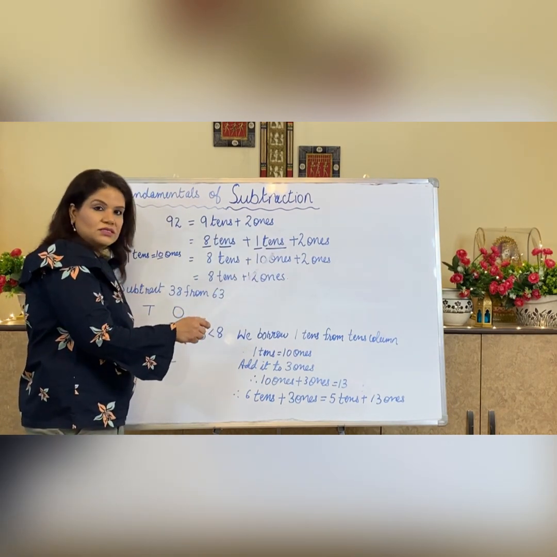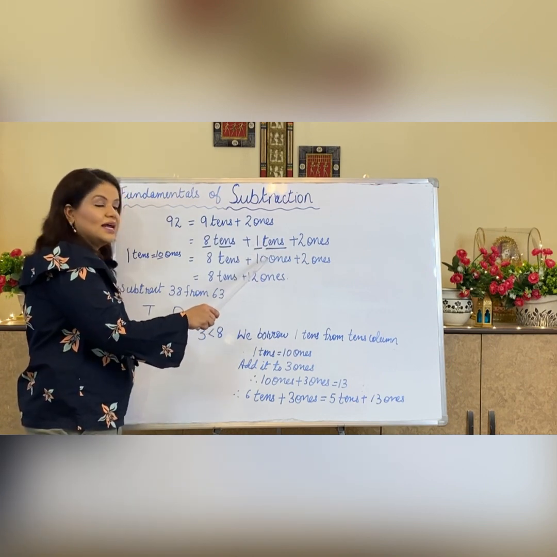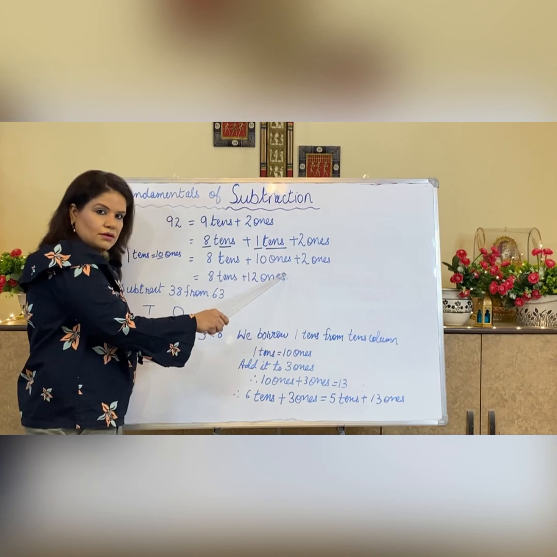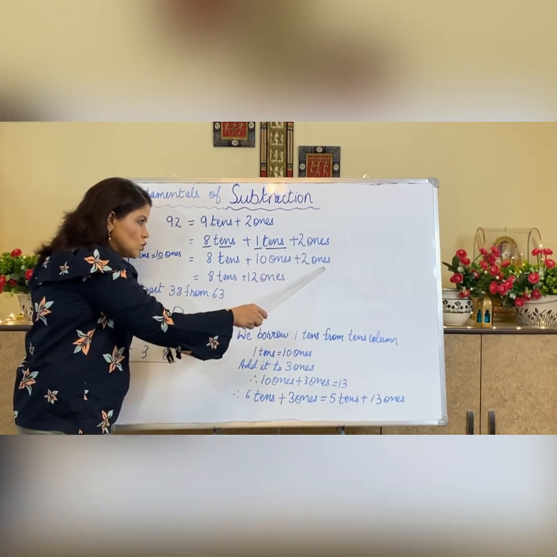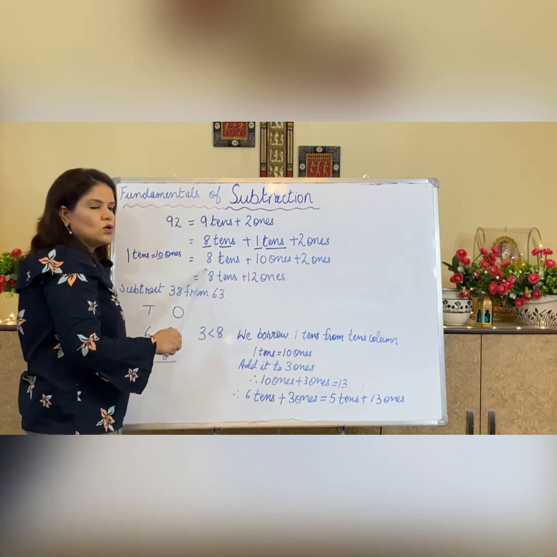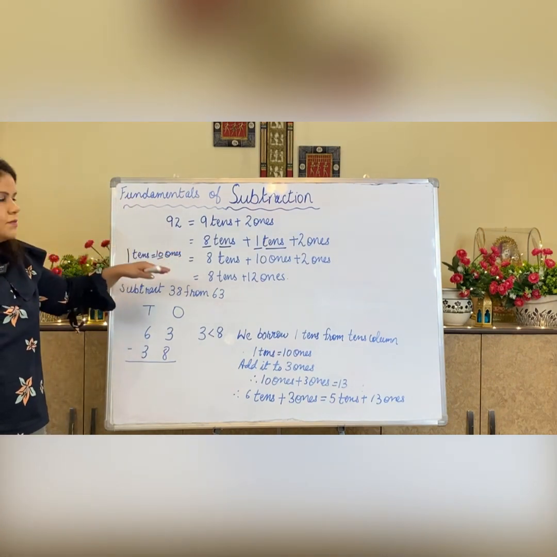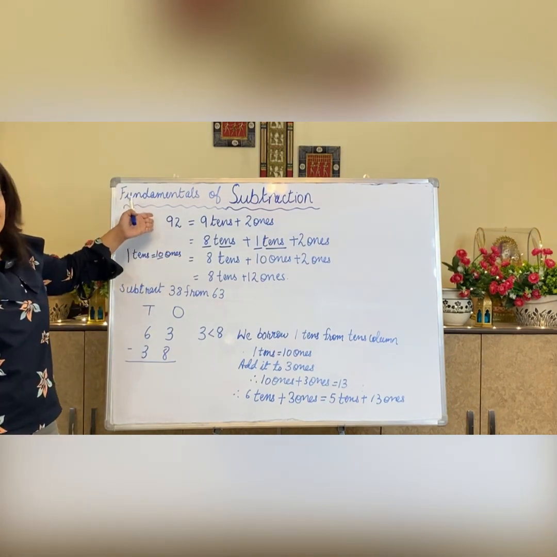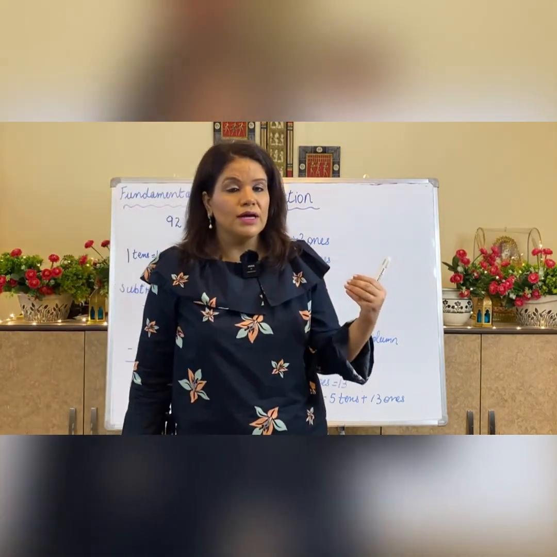I am explaining once again. 1 tens will become 10 ones, plus 2 ones. Now these two are the part of ones, and this alone is the part of tens. So this way in subtraction we move 1 tens to ones. Is it clear? How I am doing it?